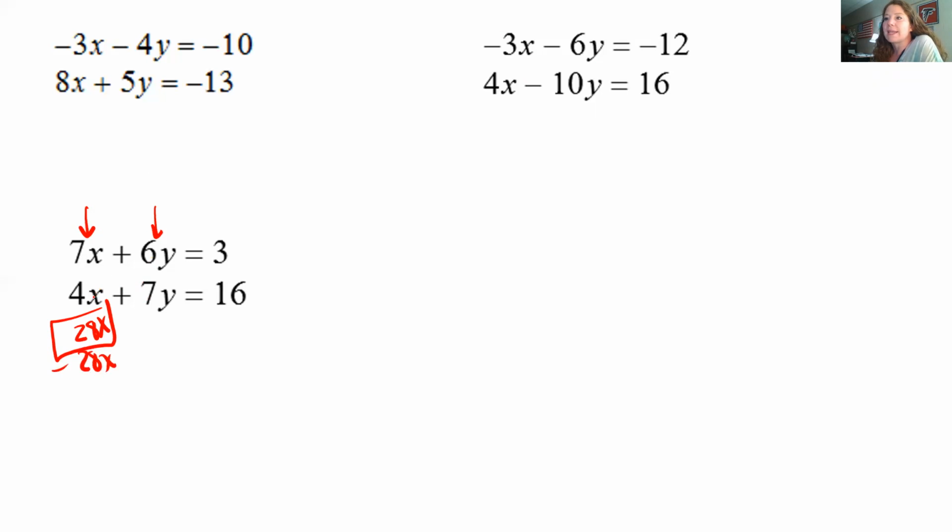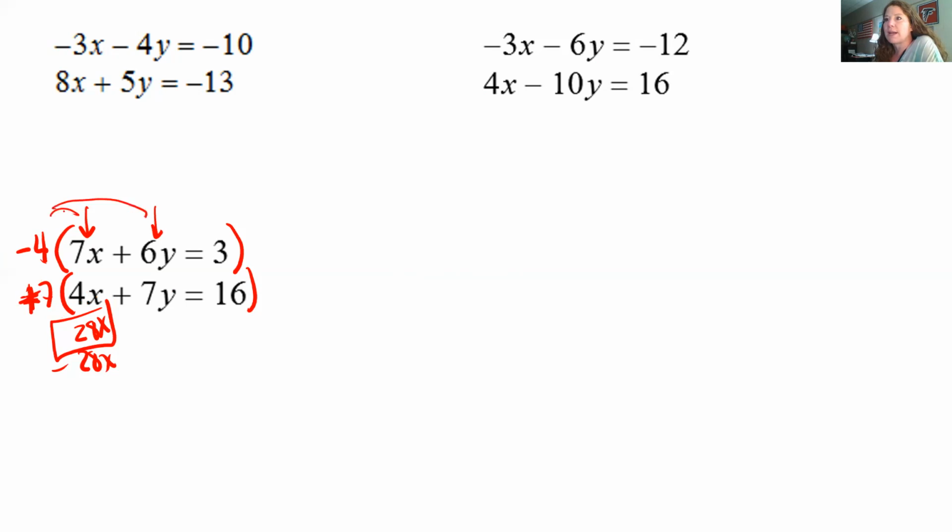So how do I make 7 positive 28? And how do I make 4 negative 28? Well, the answer is I multiply 7x by 4 to make it positive 28, and 4x by negative 7 to make it negative 28. Or, guys, I could have done the opposite. I could have made the top number negative 4 and the bottom number positive 7. It doesn't matter as long as one of them changes signs. So we'll just leave it in this form right here.